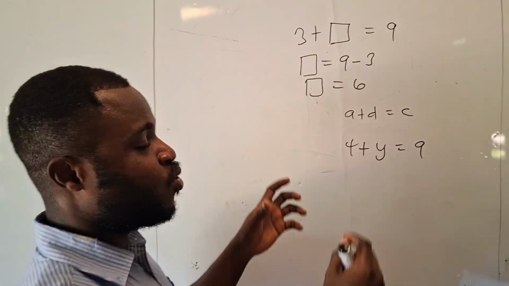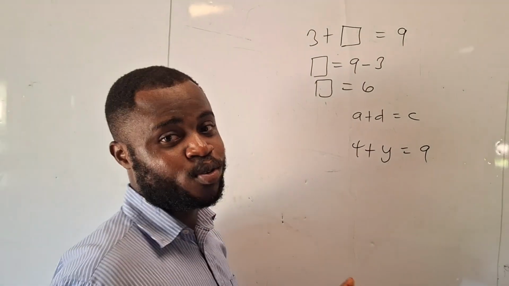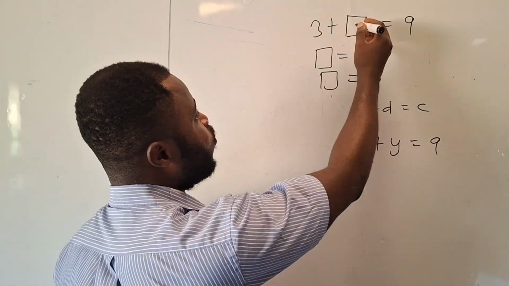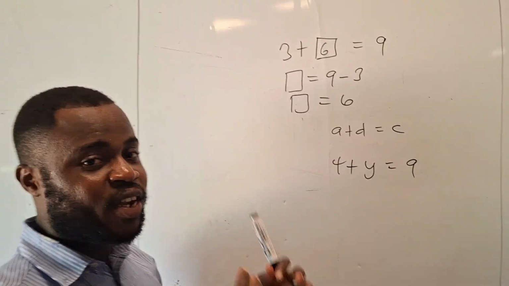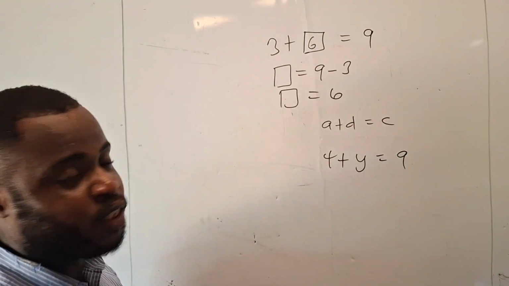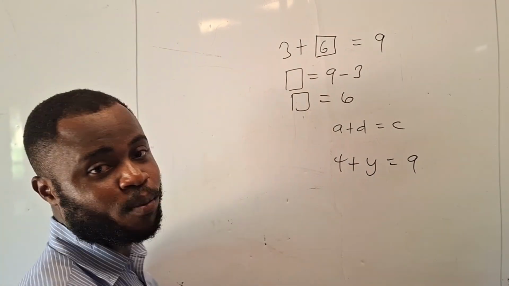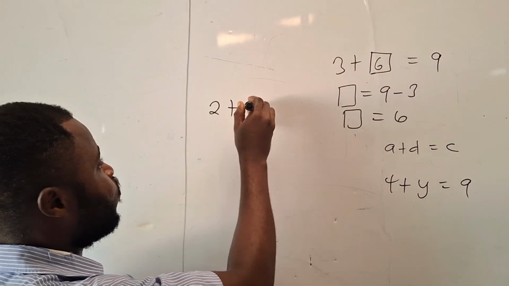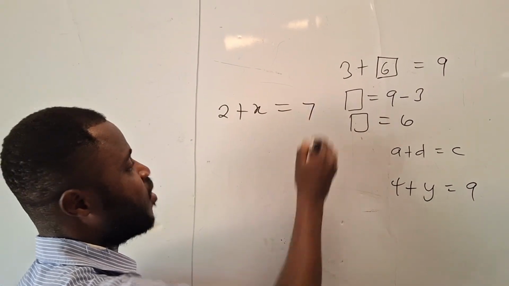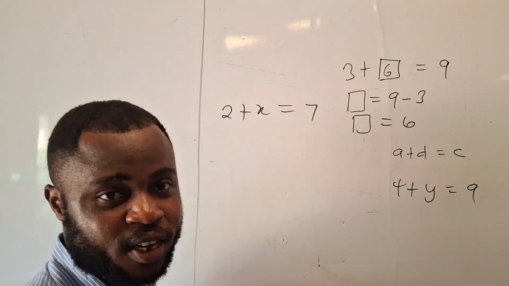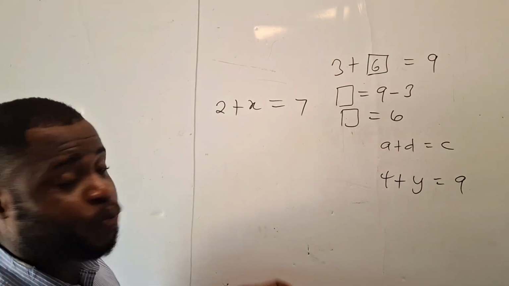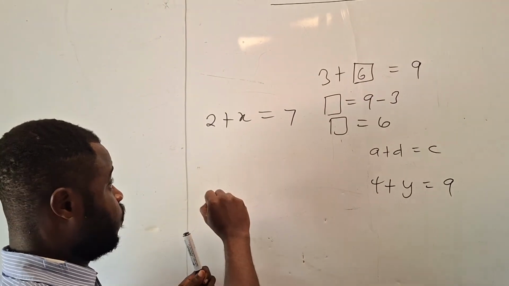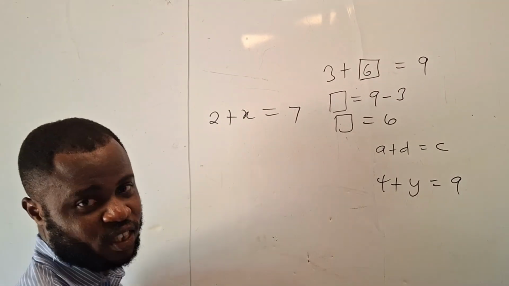Another way is, we will be asked to go and bring tables or those things and ask you, what will you add to 3 to give you 9? Then you remember, then you put the 6 there. Now with the principle of equation, here we are not going to put the box. But you see something like 2 plus x is equal to maybe 7. You are going to put a variable there. So the variable will represent an unknown figure: what number will you add to 2 to give you 7?